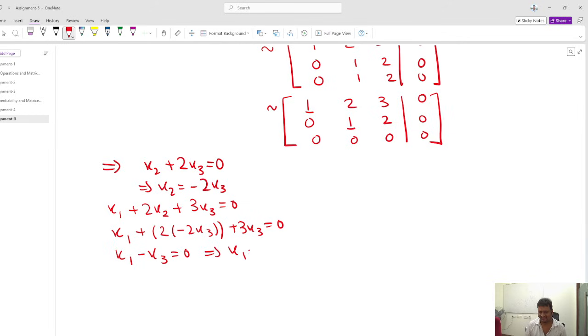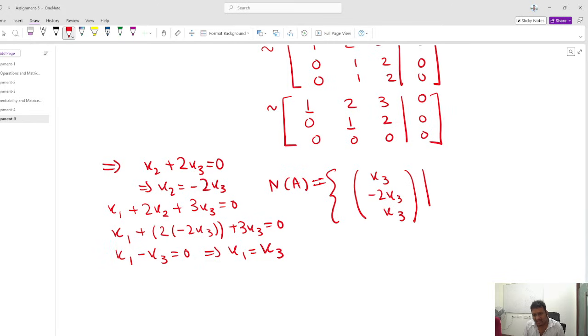If not, please correct it. So x1 is equal to x3, right? So what is the null space, guys? It is nothing but, put in place of x1, x3. Everything we are writing in terms of x3, right? x3, minus 2x3, and x3, such that x3 belongs to R.